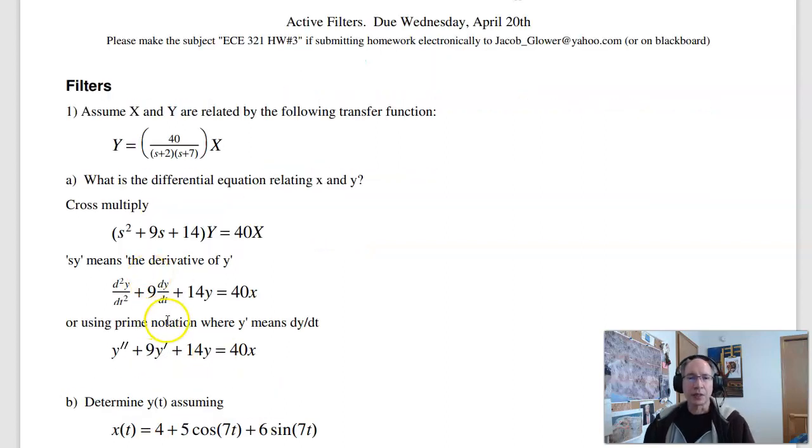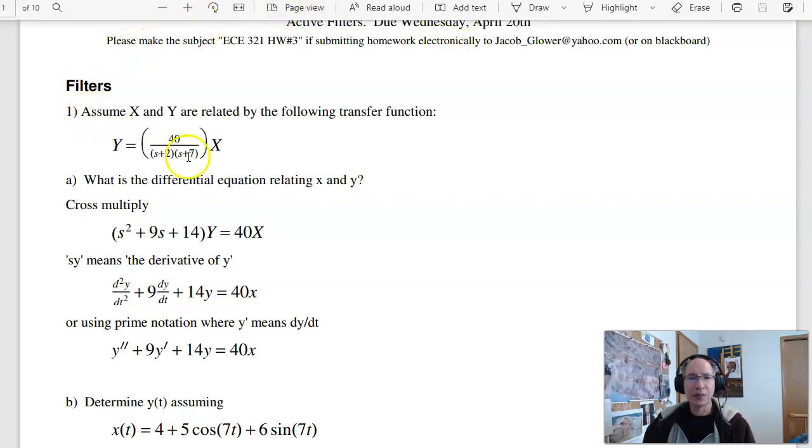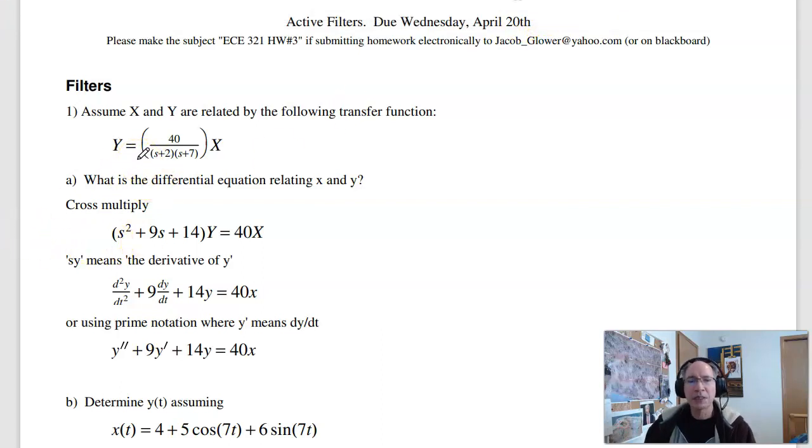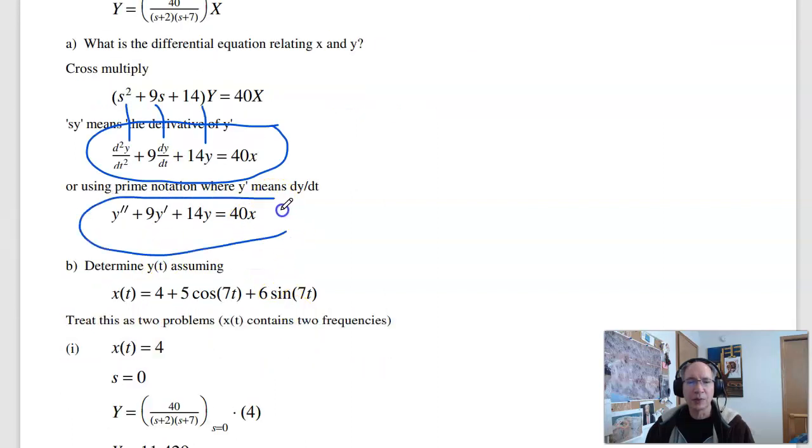To start with, a filter is a circuit where the gain depends upon frequency. So for example, if I have this transfer function that represents a differential equation, to determine what it is, cross multiply and then multiply out. S squared means the second derivative of y, s means the first derivative of y, and y just means y. So here's the differential equation relating x and y. Or if you prefer prime notation, that's the same thing. Y prime means the first derivative, y double prime means second derivative. Oftentimes prime notation is used because it's a lot easier to write.